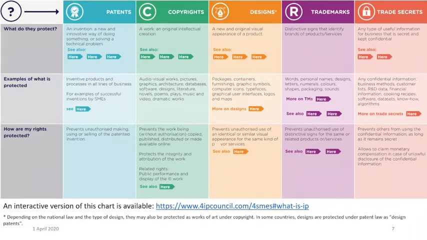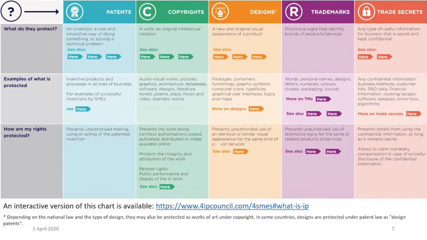Let's go through the first column, the patents. Patents protect an invention, a new and innovative way of doing something or solving a technical problem. Examples of what is protected: invented products and processes in all lines of business. You will also have examples of SMEs that have successfully used inventions protected by patents. How are the rights protected? Patents prevent unauthorized making, using, or selling of the patented invention. So you create something, you patent it, and you exclude others from using what you have patented.